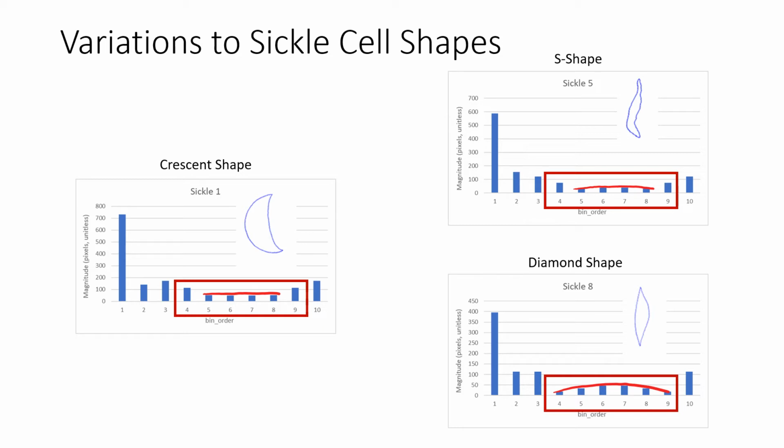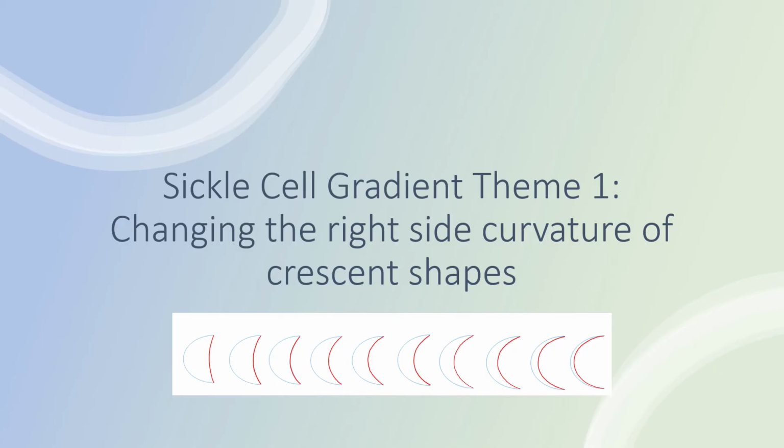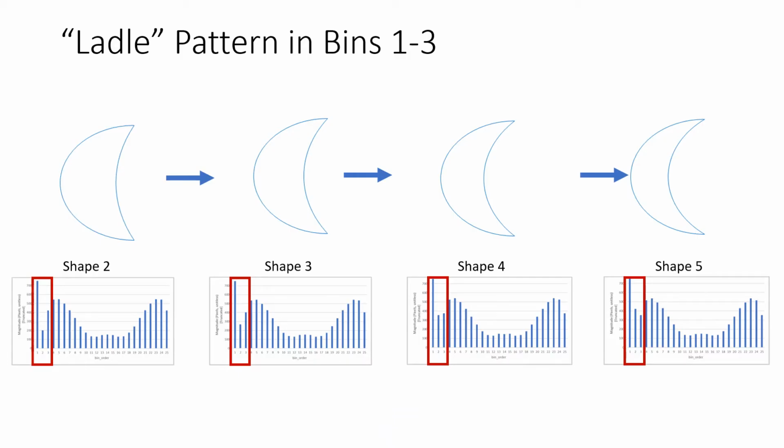creating gradient themes containing phantom images where only one condition is varied gives further insight into the FFT plots of these sickle cell shapes. In the first gradient theme, the right side curvature of the crescent shape, which is outlined in red, was changed. In this gradient, the ladle pattern in bins 1 to 3, which are boxed in red, changed as the cells became thinner, or as the right side became more concave.